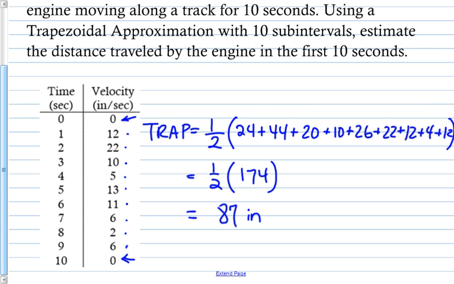So the train, is it a train? The train traveled 87 inches. Okay.